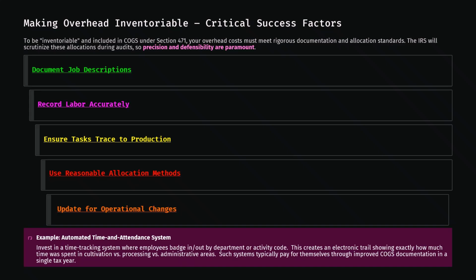You also have to record labor accurately. An automated time and attendance system isn't just a productivity tool, it's an audit defense tool. But you have to make sure that you're logging clock-ins and clock-outs, breaks and meal periods, overtime hours, task codes or job functions, whether the worker is exempt or non-exempt, and where possible, document plant tasking assignments such as trimming room A or harvesting batch 1, 2, 3. This level of detail makes it hard for the IRS to challenge your labor allocations. Also, you've got to ensure that tasks trace to production.